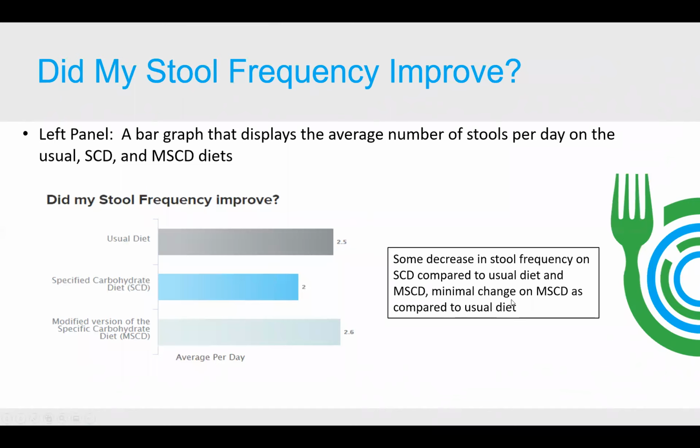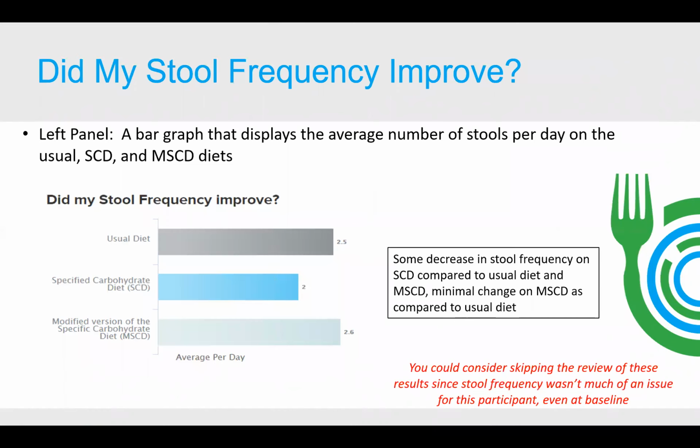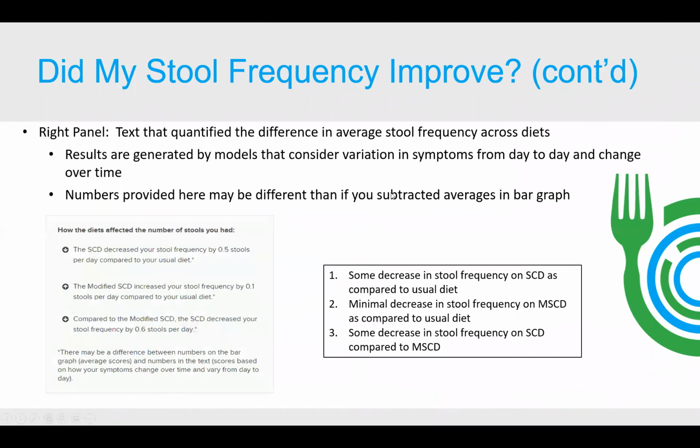So to me, it looks like there's some decrease in stool frequency on the SCD compared to the usual diet and the MSCD. And there was minimal change on the MSCD as compared to the usual diet. Again, you could consider skipping the review of these results, since stool frequency wasn't much of an issue for this particular patient, even at baseline they were only having 2 stools or so a day. Now we'll look at the right panel.